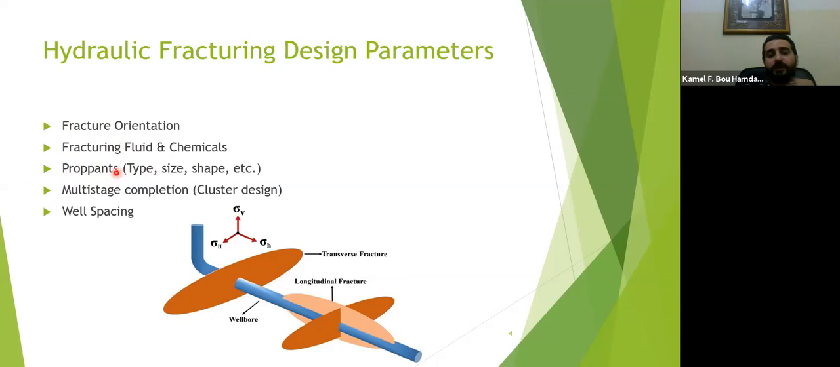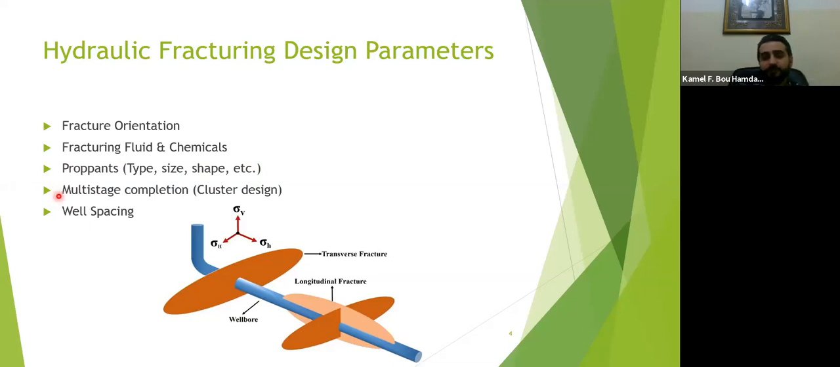And in proppants, we have different types. We might have resin-coated ones, uncoated, ceramics and so on. We have different sizes as well for proppants, different shapes, etc. So we have too many properties related to proppants alone. We also have the multi-stage completion.